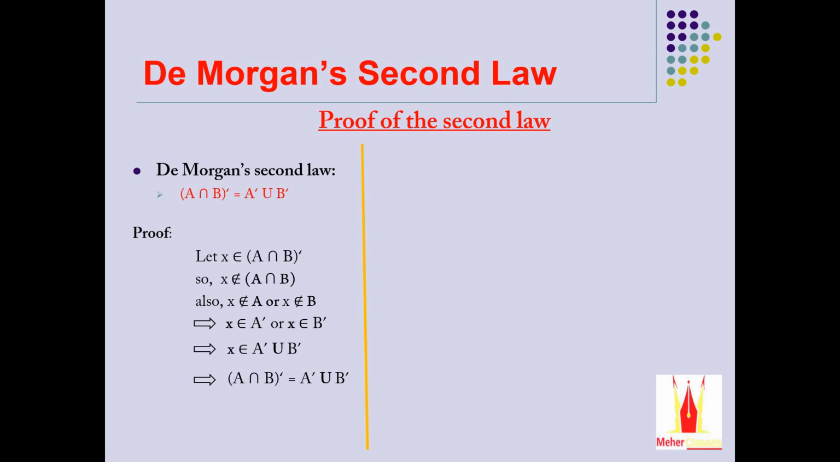So let's prove it with the help of an example, as we have proved in the first law. We have taken the same values U, A, and B. In U we have 1, 2, 3, 4, 5, 6, 7, and 8. In A we have 2, 3, and 4. And in B we have 1, 6, 7, and 8. So (A intersection B) complement, we need to find this first. So let's say that A intersection B is equal to 5, because there is no element in common. If we take the elements of A and B, we can see that no element is common between A and B. So A intersection B would be equal to 5, or the empty set.